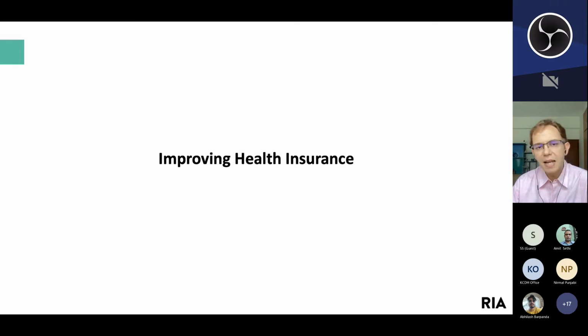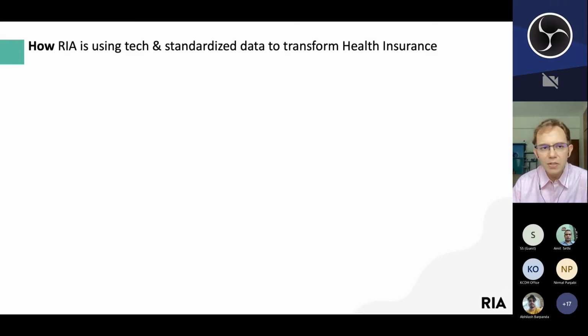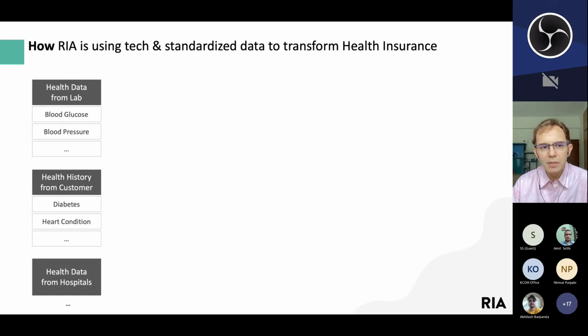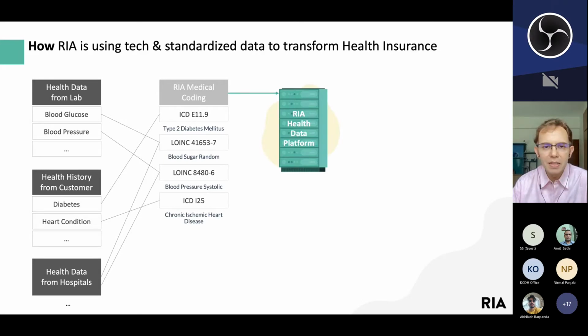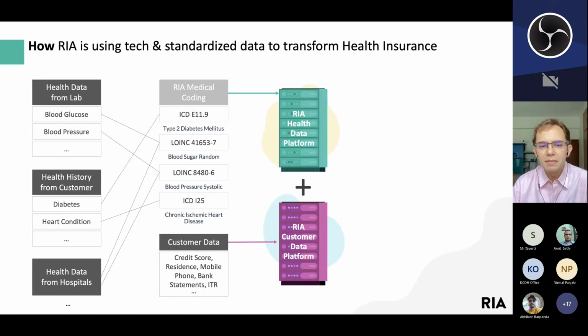Now, once we've standardized some of this data, what I just described is that we took data from various sources like labs, customer history, hospitals, and so on. We applied some medical coding standards and brought it into a standard form in our health data platform. There was additional customer data we have around customers.